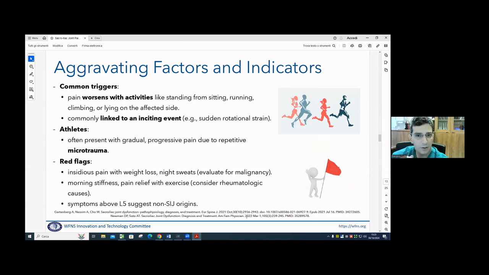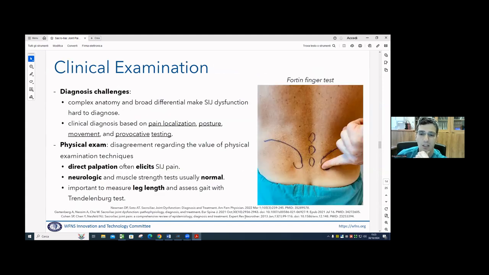Aggravating factors and indicators that must be considered: the pain is worsened with activities like standing, changing position between sitting and standing, running, as I explained before, and climbing, due to the axial compression of these joints. So it is quite common in athletes due to the microtrauma. Red flags are considered: insidious pain with weight loss and night sweats, morning stiffness and pain relief with exercise, and symptoms above L5 suggest a non-sacroiliac joint origin. So this aspect must be considered in order to think about other things.